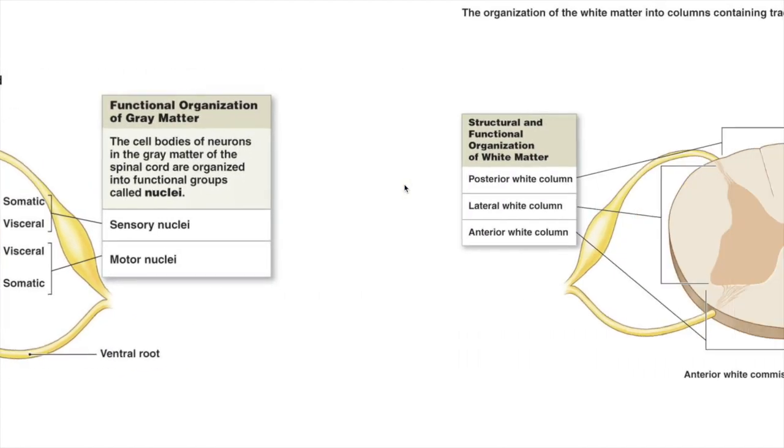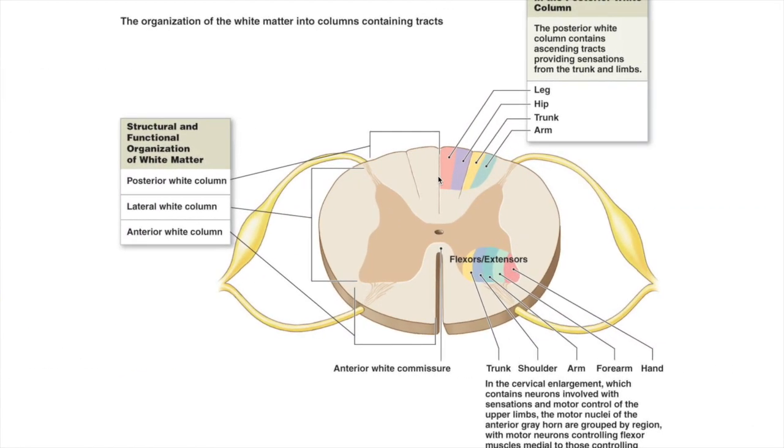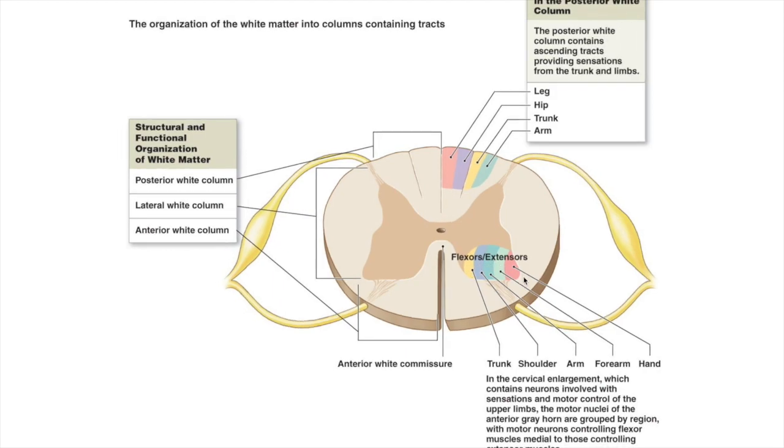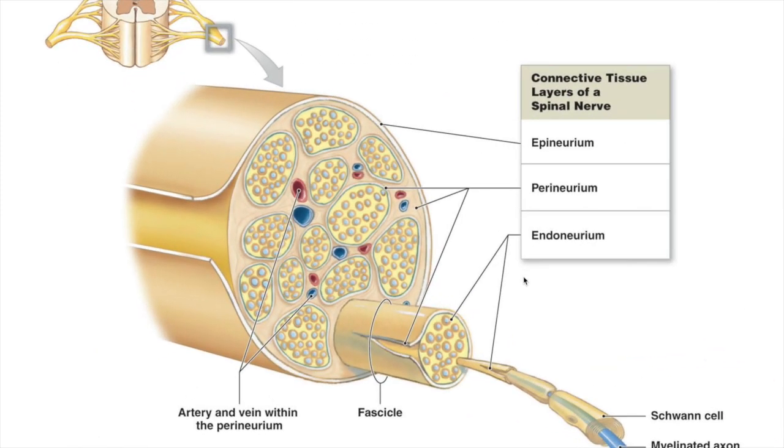And you don't need to memorize all these diagrams, but this shows, like, here's where this is going to be sensation from the leg, from the hip, from the trunk, from the arm, and here's where motor information is going to the trunk, the shoulder, the arm, the forearm, the hand, etc. So just know that it's very highly organized.